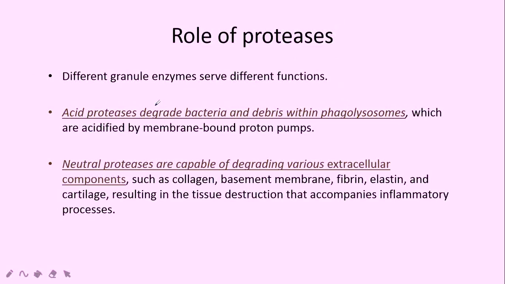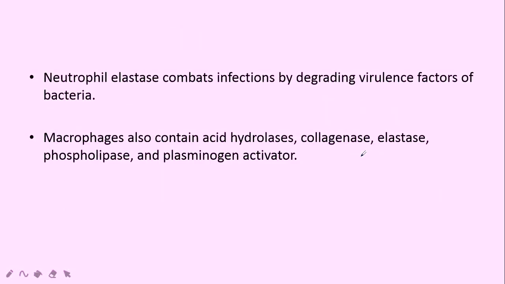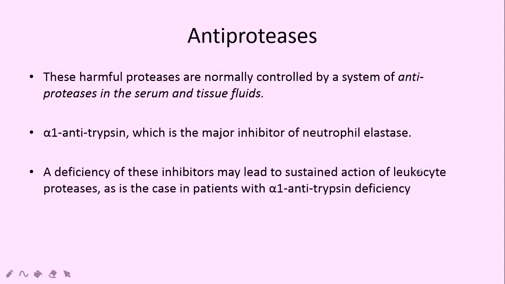There are two types of proteases: acid proteases, which destroy bacteria and debris within the phagolysosomes, which are acidified by the proton pumps, and neutral proteases, which are capable of degrading various extracellular components such as collagen, basement membrane, fibrin, elastin, and cartilage. That is, the acid protease acts within the phagolysosome, while the neutral protease acts basically on extracellular components. The macrophages also contain acid hydrolases, collagenases, elastase, phospholipase, and plasminogen activator.